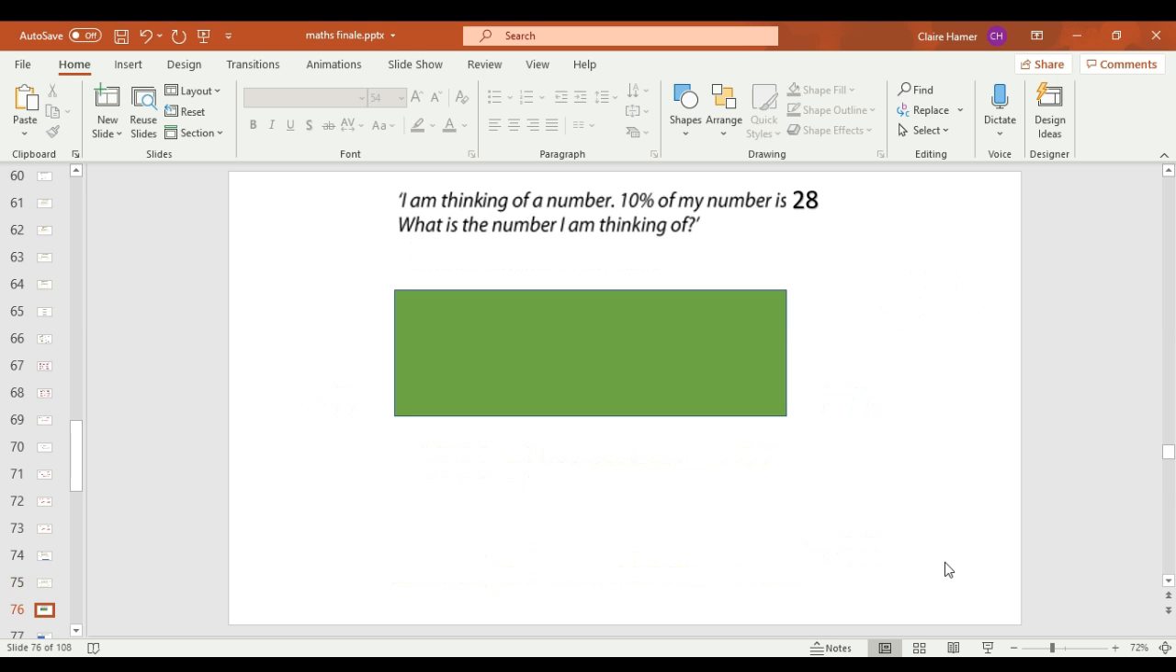Right, I'm thinking of a number. 10% of my number is 28. What is the number I'm thinking of? Okay, so first of all, write down what you know, and then get back to the magic number, the full amount, 100%. Okay, 100 parts make up the whole. Have a go.